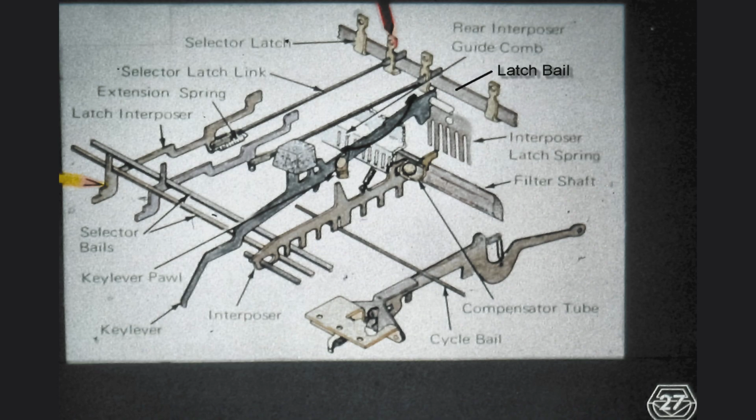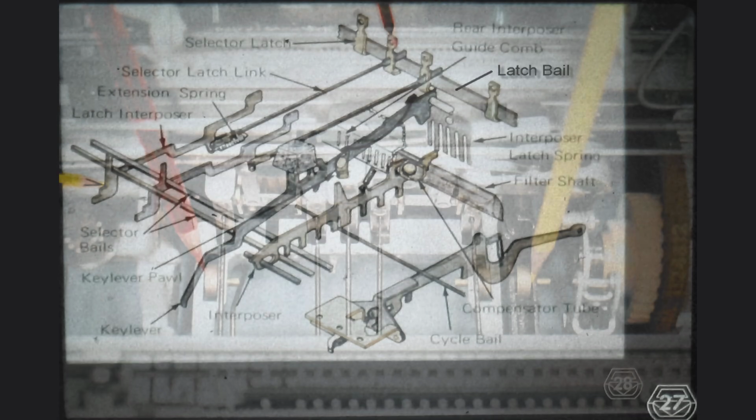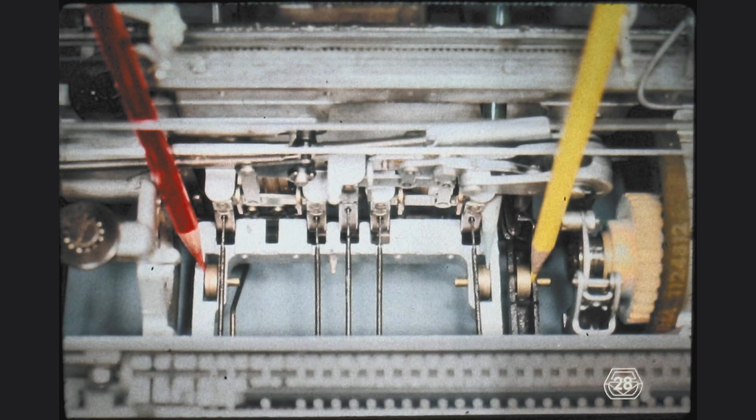Every latch interposer, yellow pointer, is in turn connected to a latch, red pointer, which will be pulled toward the front and away from the latch bail when the latch interposer is pulled toward the front. We can summarize this by looking at it backwards. Each latch has its own link, its own latch interposer, and its own bail. During the rotation of the cycle shaft, the positive latch bail, red and green pencils, goes through one oscillation, first down and then back up again. The selector latches that remain under it are all pulled down by it, so they are all positive latches.